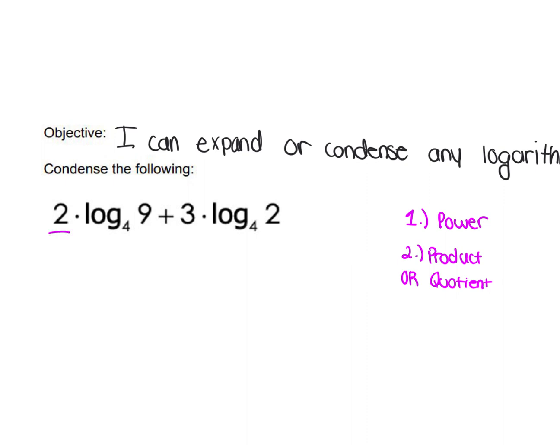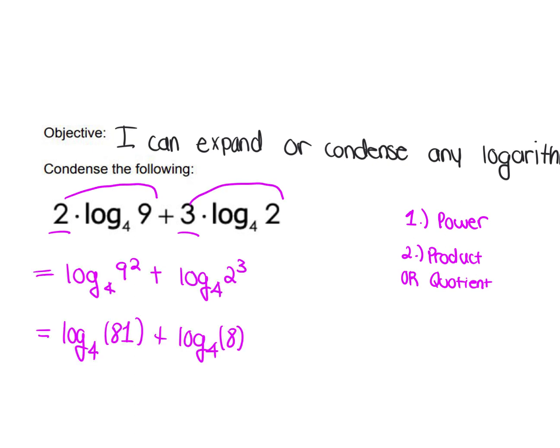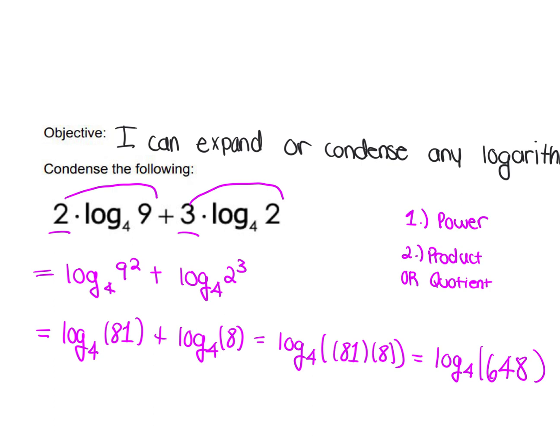So here we have 2 and 3 on the outside. So we're going to bring 2 over here to the inside, 3 over here to the inside. This will be log base 4 of 81 plus log base 4 of 8, which will be log base 4 of 81 times 8, which will be log base 4 of 648.